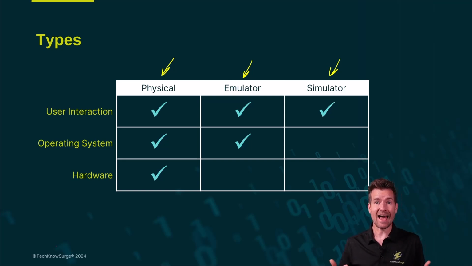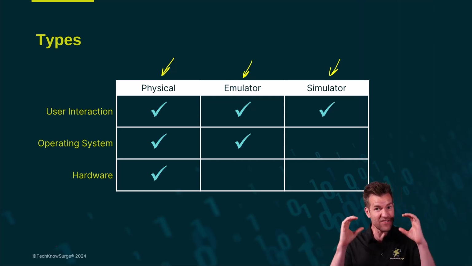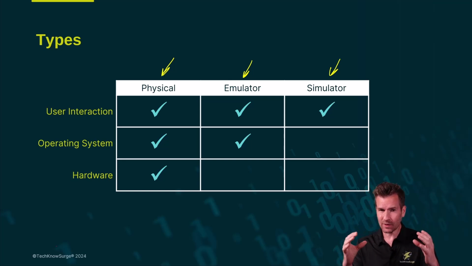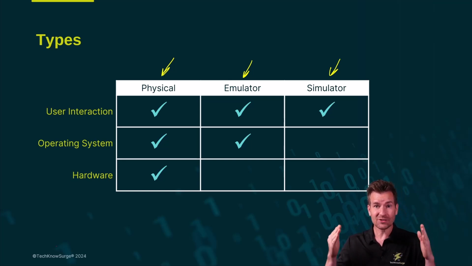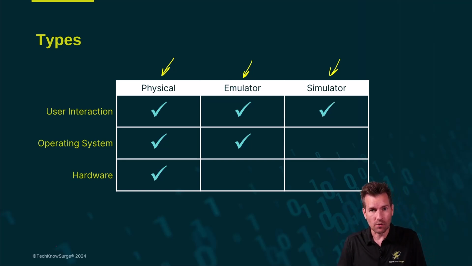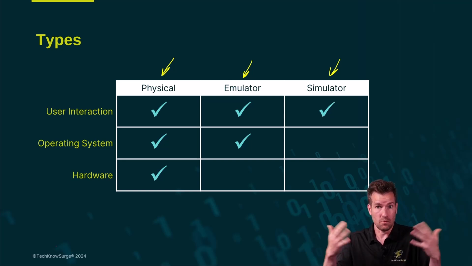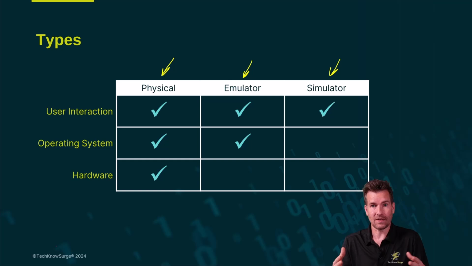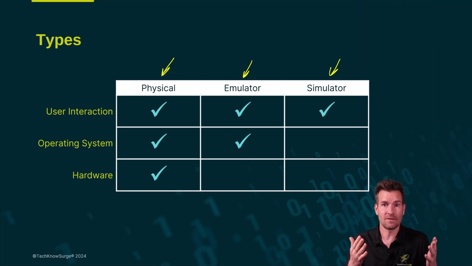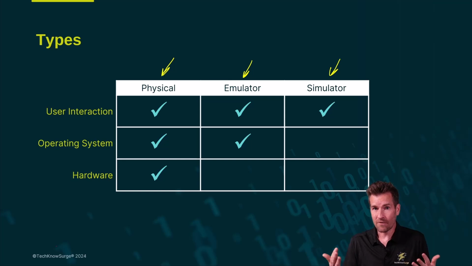Let's say I have a Cisco 2960 switch, and I physically have that. It's a Catalyst 2960. Now I'm actually working on the actual equipment. So anything that I experience is going to be in real life. It's going to be what I would actually experience if I was working with a Cisco Catalyst 2960. There's no mimicking, there's no faking. It is what it is.